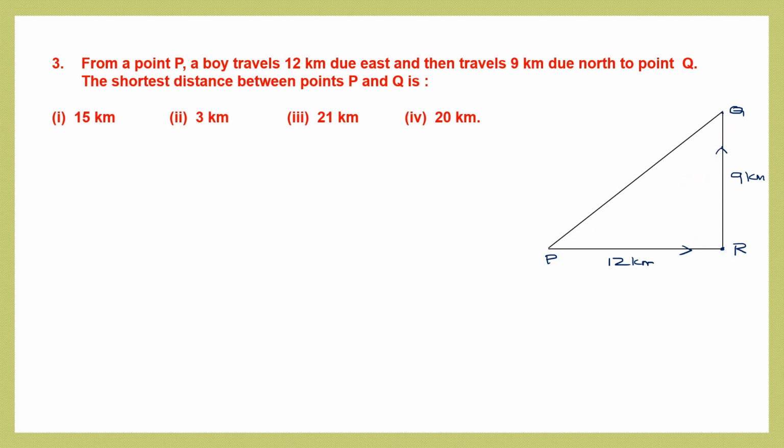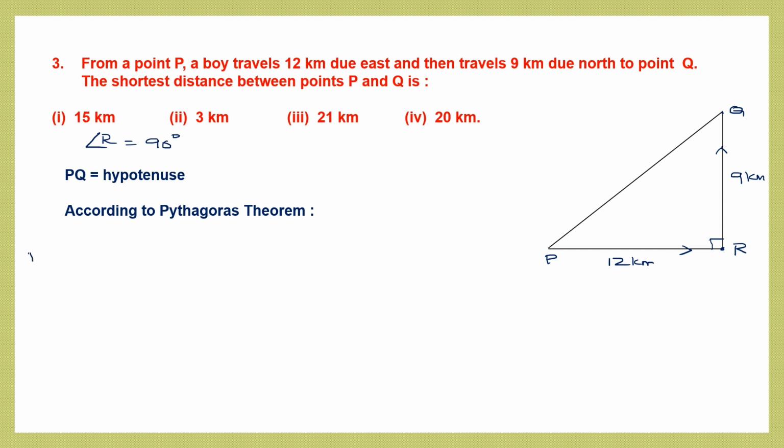As you can see, this is a right angle, isn't it? This has formed a right angle here. That means at R, we have 90 degrees. So we can consider PQ to be the hypotenuse. So PQ is the hypotenuse, then we can apply the Pythagoras theorem and find PQ. So now let's apply the Pythagoras theorem. According to the Pythagoras theorem, PQ square is equal to PR square plus QR square.